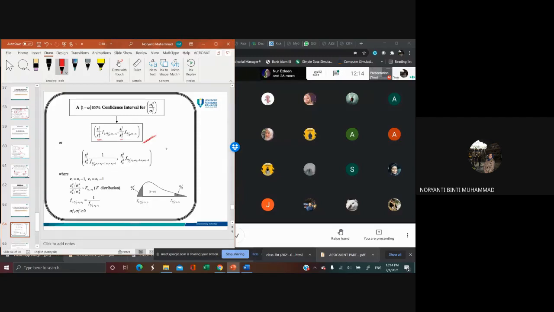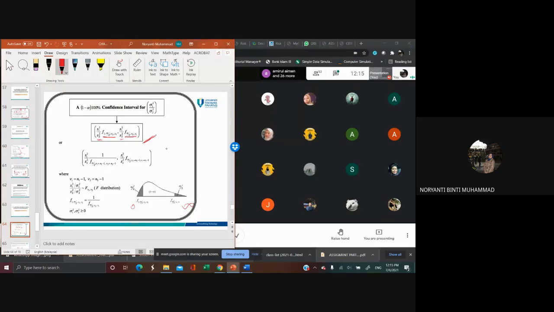So now, you look at this one. This is the F table. You can see the F table is skewed to the right as well, so the value will be from 0 until infinity. Because this is a two-sided confidence interval, alpha should be divided by 2. You can see here, the right side is alpha over 2, and here is 1 minus alpha over 2. The concept is similar.